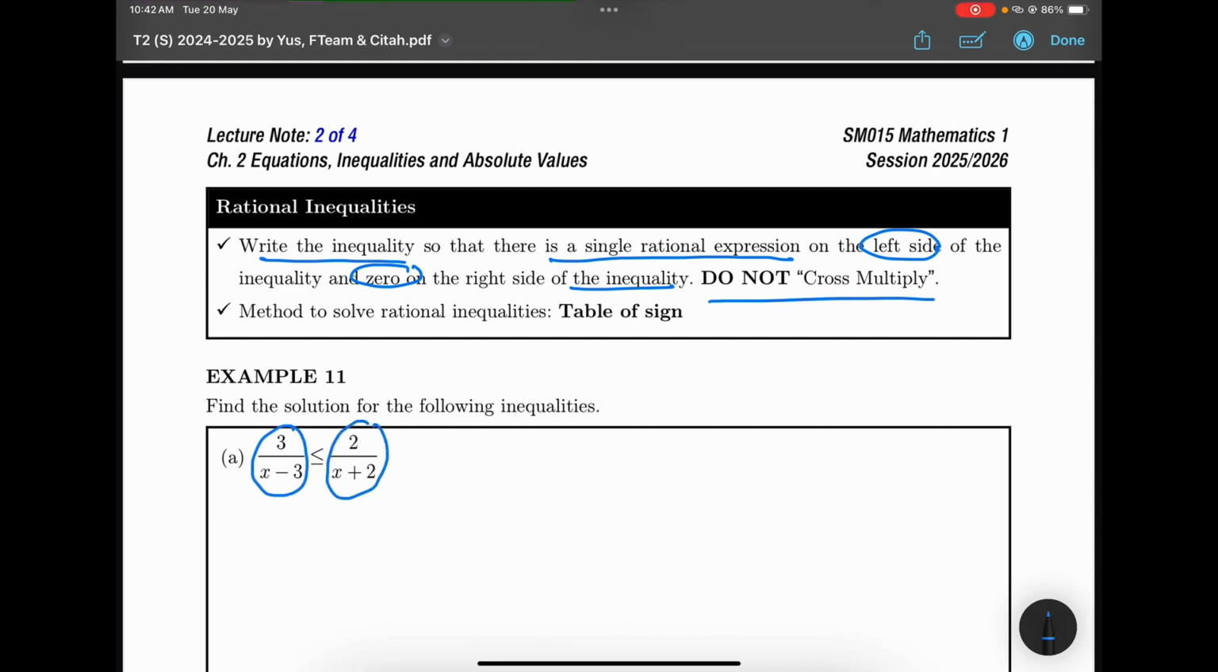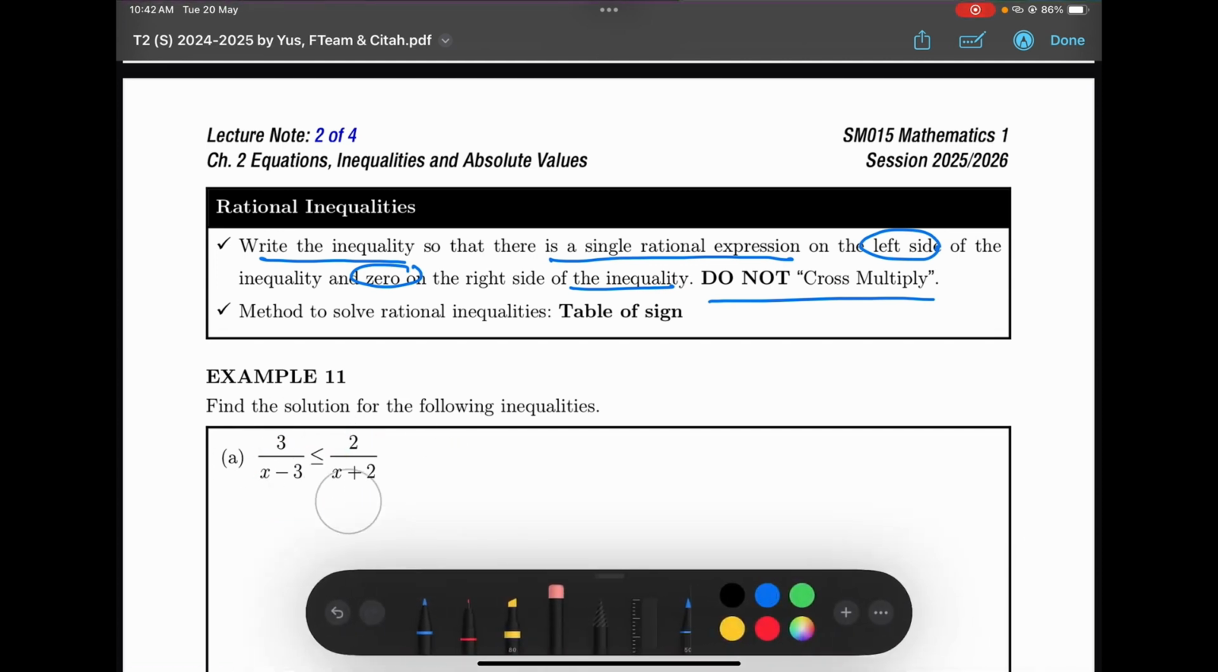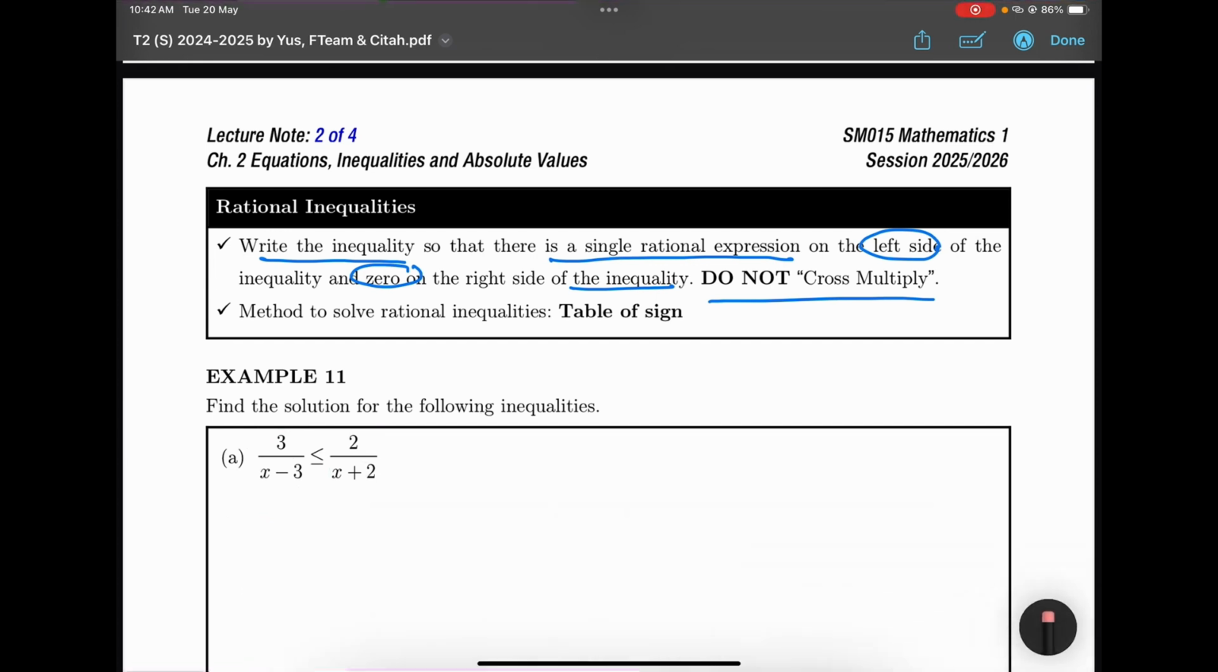So apa maksud rational expression? Expression ni adalah fungsi yang dalam keadaan pecahan. So we want to make sure only a single rational expression on the left. So how to do that? We cannot cross multiply. Okay, you tak boleh cross multiply like this. Absolutely not. Okay, tak boleh. So macam mana nak make sure hanya ada satu single expression on the left and 0 on the right?